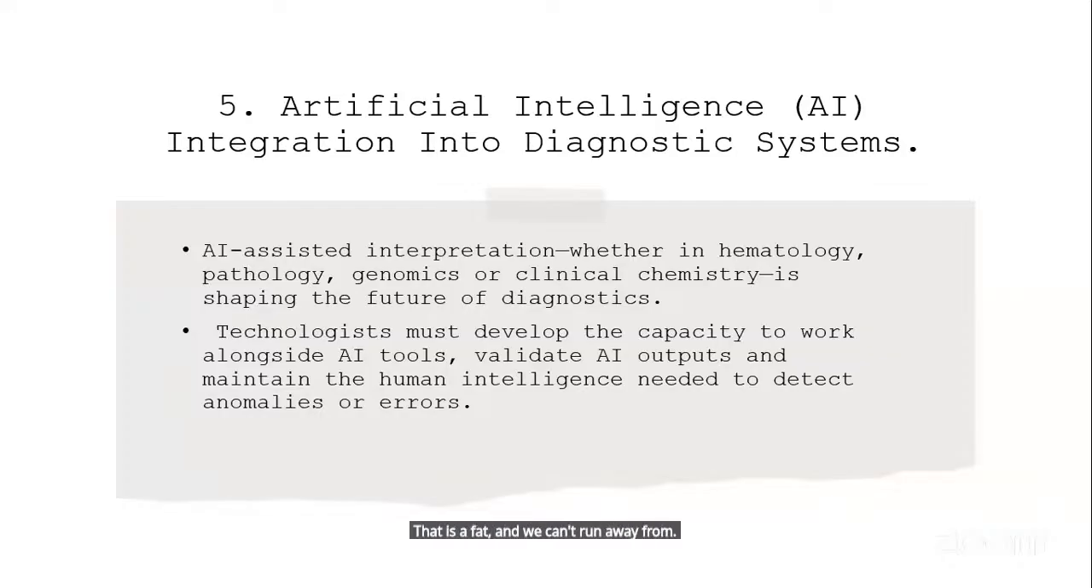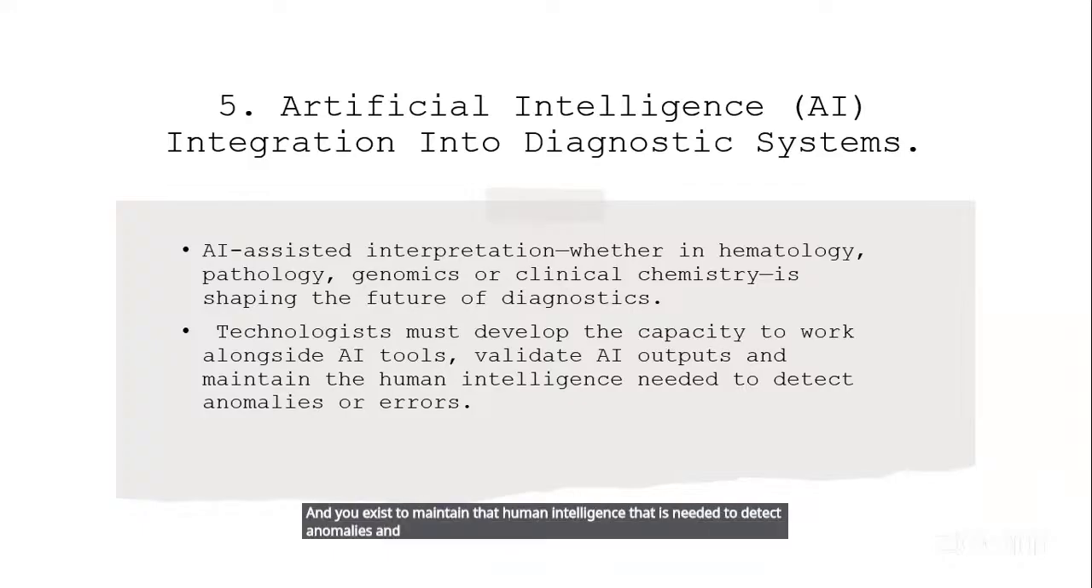So what is expected of us as the service providers? What is expected of us? Technologists must develop the capacity to work alongside AI tools. You must develop the capacity to validate the AI outputs. And you exist to maintain that human intelligence that is needed to detect anomalies and errors with that AI system.